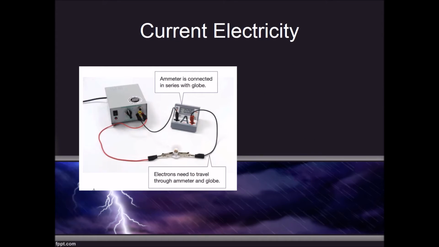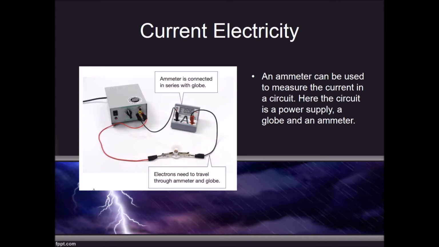Now, to measure that, we need a device called an ammeter. We've got one here with the big A on. It is put actually in the circuit, in series if you like, or you can follow the wire from the red positive terminal through the globe and then through the ammeter and then back into the negative terminal of the power supply, and that will measure the amps or the current, or how much charge is moving around that circuit. So, as we said, an ammeter is used to measure that.